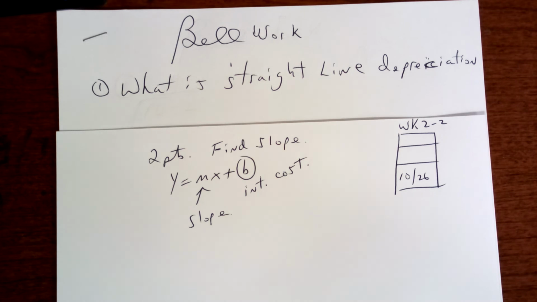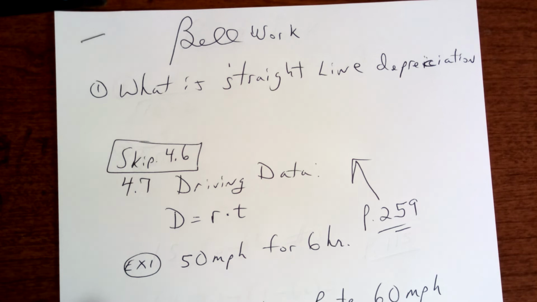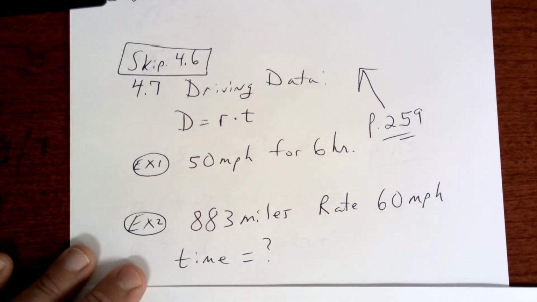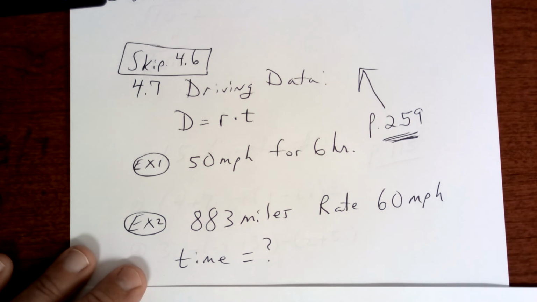We're going to skip 4.6. On a new sheet of paper, copy down everything you see here. This is 4.7. Open your book up to page 259. Let's take a look at example 1.